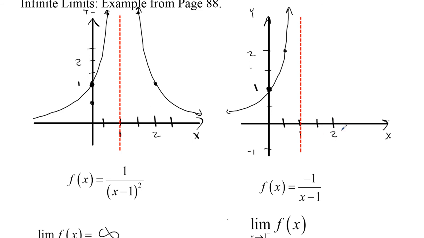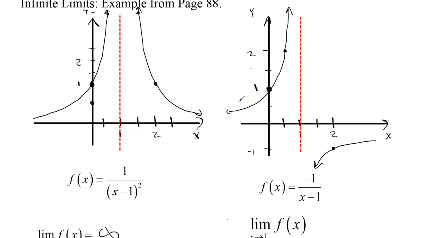I come in from the right-hand side. If I plug in 2, 2 minus 1 is 1. Negative 1 divided by 1 is negative 1, and so I'll get that. And then when I plug in 1 and 1 half, 1 and 1 half minus 1 is just a half. Negative 1 divided by a half is going to be negative 2, which would be down here. So I'm not really going to graph it, but you get the point. It's going to look something like this, and eventually it's going to get closer.